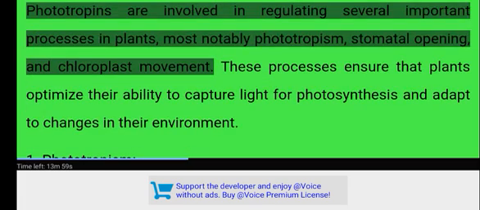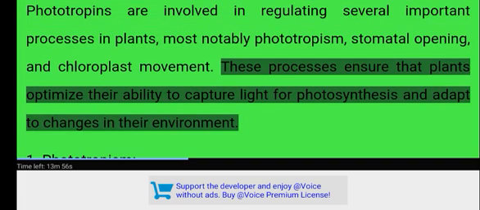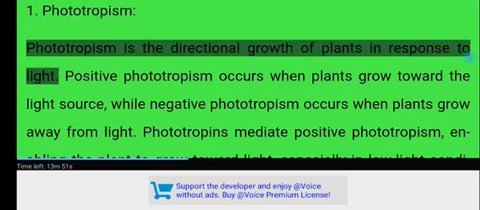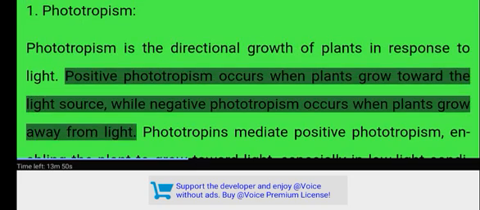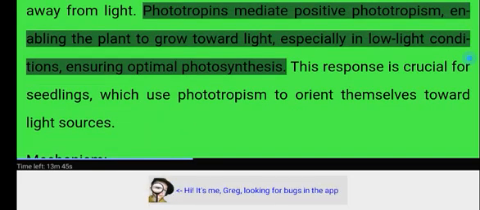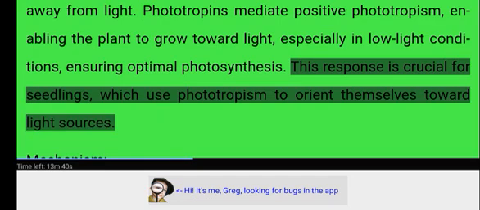Function of phototropins. Phototropins are involved in regulating several important processes in plants, most notably phototropism, stomatal opening, and chloroplast movement. These processes ensure that plants optimize their ability to capture light for photosynthesis and adapt to changes in their environment. 1. Phototropism. Phototropism is the directional growth of plants in response to light. Positive phototropism occurs when plants grow toward a light source, while negative phototropism occurs when plants grow away from light. Phototropins mediate positive phototropism, enabling the plant to grow toward light, especially in low light conditions, ensuring optimal photosynthesis. This response is crucial for seedlings, which use phototropism to orient themselves toward light sources.